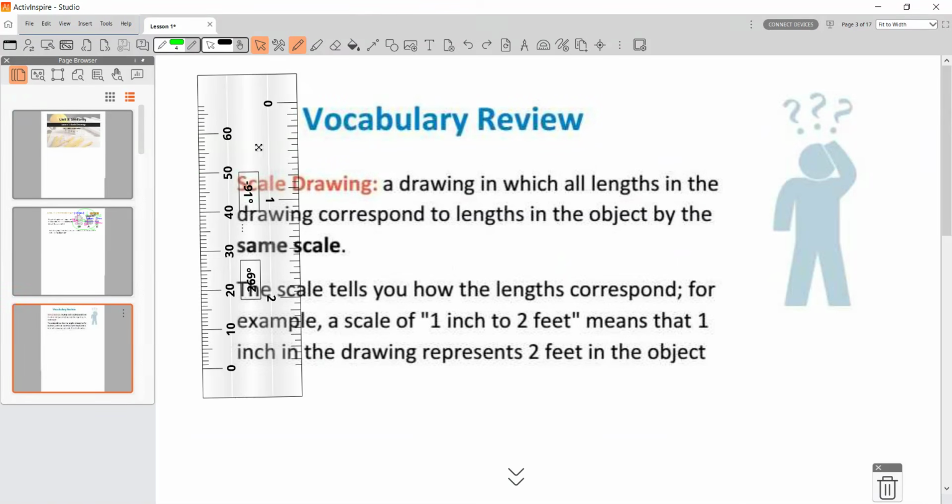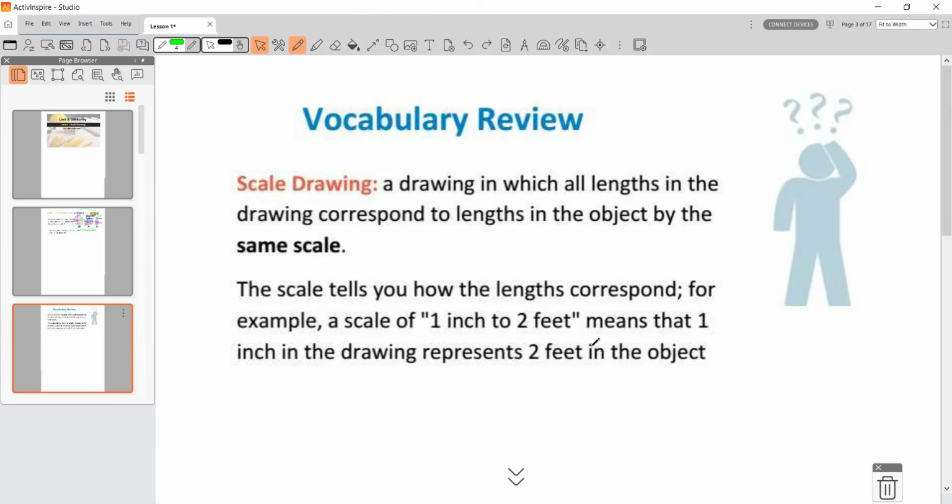So when we're talking about scale drawings, okay, here's just a vocabulary review. Scale drawings are just drawings in which all lengths in the drawing correspond to lengths in the object at the same scale. So in this last one, that was the dividing by 2. So everything needed to be divided by 2, not just the height, but the height and the width need to be divided by 2. And a scale tells you how the lengths correspond. Okay, so for instance, 1 inch in the scale model equals 2 feet in real life.